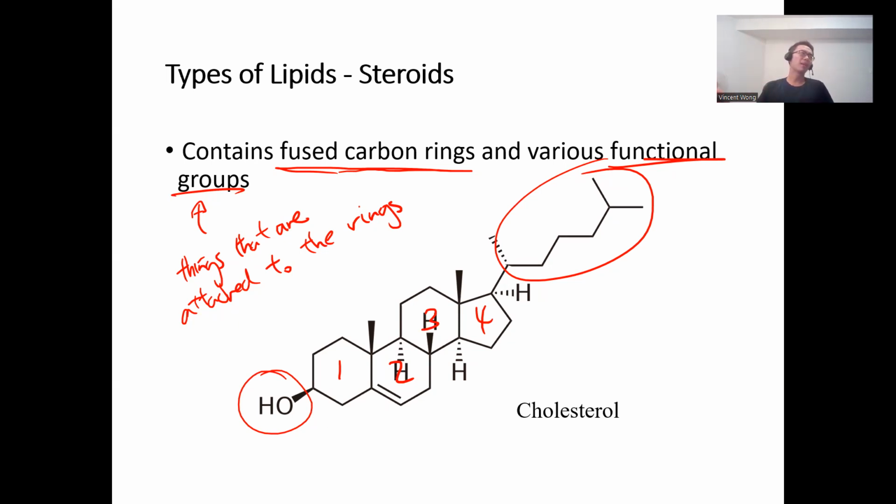Think of them as an accessory for your laptop or your phone. You can add a case to it, right? You can add a lanyard to it. You can add those bling things on it to make it sparkly. You can add whatever you want. You can customize it to make it unique, to have different properties. So that's what the functional group does. It attaches to the core ring structure, and it gives the steroid a unique structure.